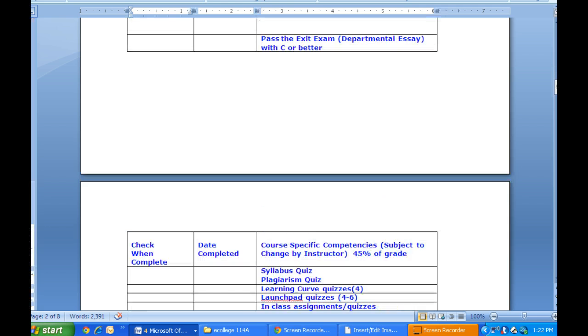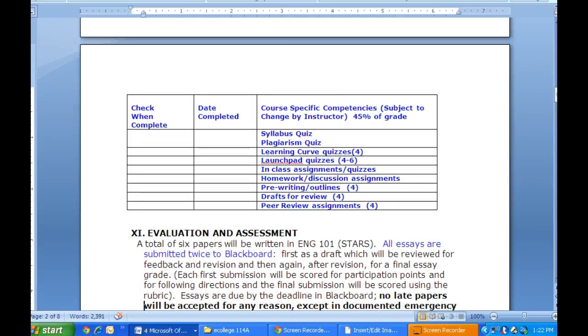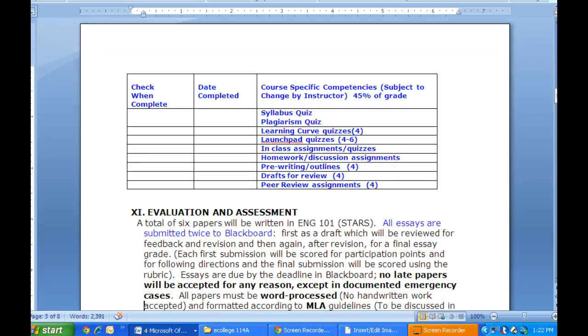You can read through that list of competencies. Those are the things we have to do. You will have several quizzes. It says Learning Curve quizzes, Launchpad quizzes, in-class assignments and quizzes, homeworks and discussions. And so these are some of the things that are non-negotiable. Every English class has to have these things. So these are what we get to work through together.